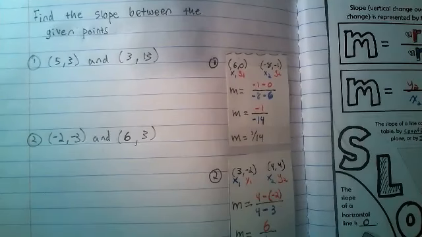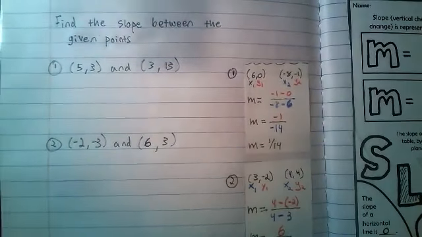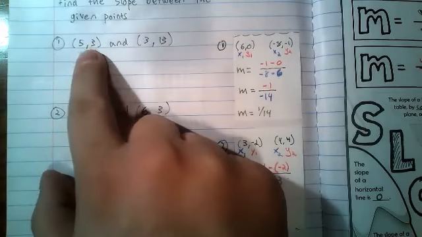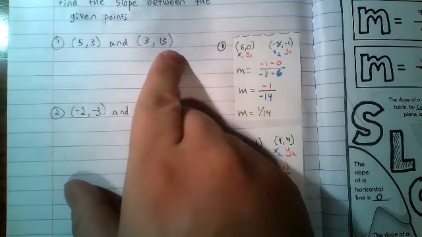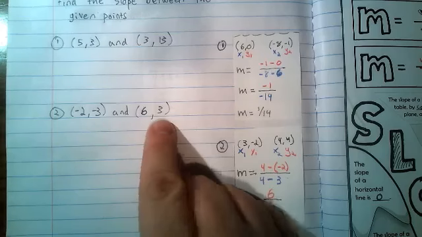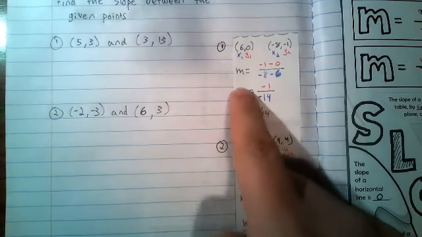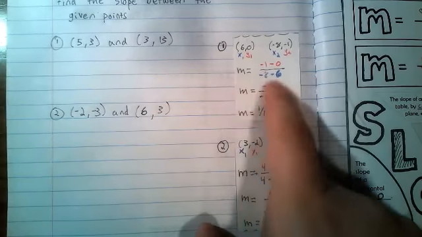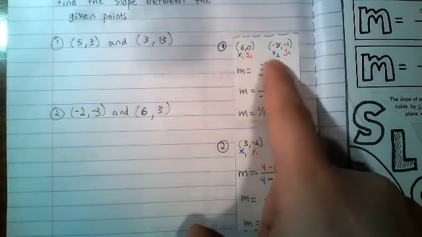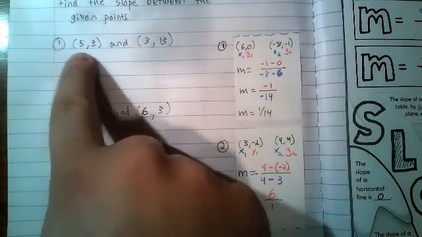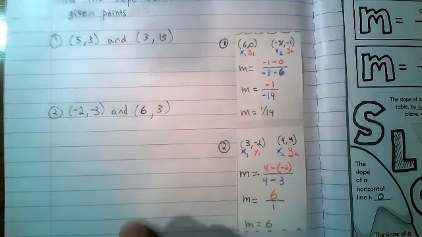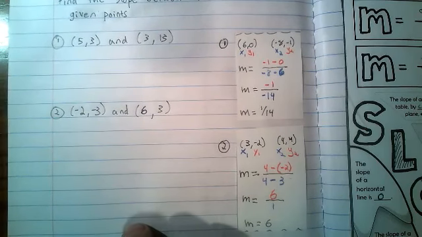On the left side of your book, I also want you to do these following problems. Find the slope between the given points 5, 3 and 3, 13, -2, -3, and 6, 3. You don't have to use color. I suggest it, but you don't have to. I do want you to use your slope formula and label x1, y1, x2, y2. When you're done, show your teacher, and then you can move on to the practice problems.